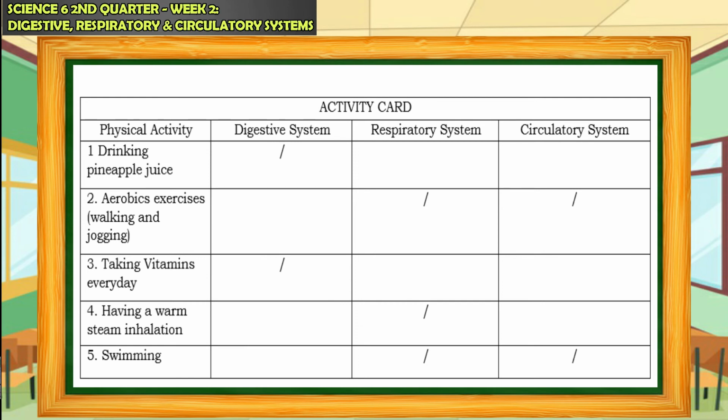Next, if you have answered taking vitamins every day, then this activity is under digestive system. If you have answered having a warm steam inhalation, then this activity is under respiratory system. Lastly, if you have answered swimming activity, then it falls under respiratory and circulatory system.